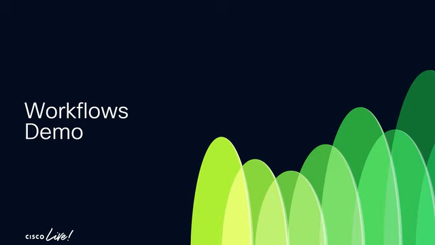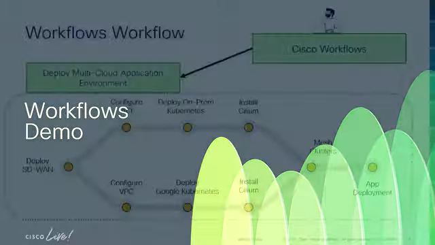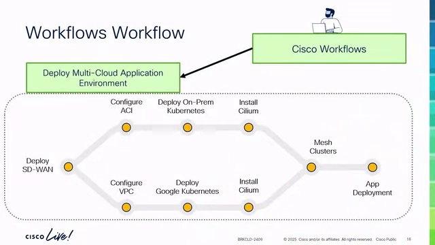So what Pedro is going to show us now is something called Cisco Workflows. I'm just going to run through the workflow quickly, and then Pedro is going to bring the demo up on the screen. First of all, we're going to deploy SD-WAN. This is pre-deployed, as we said, takes about 45 minutes, so we wouldn't get things done in time. We're going to configure ACI, automated. We're going to deploy on-premise Kubernetes. We're going to install Cilium on this Kubernetes cluster. We're going to do the same in the cloud. We're going to configure the Google networking of VPC. We're going to deploy Google Kubernetes. We're going to install Cilium on top. We're going to do the famous mesh, and then we're going to deploy our application.